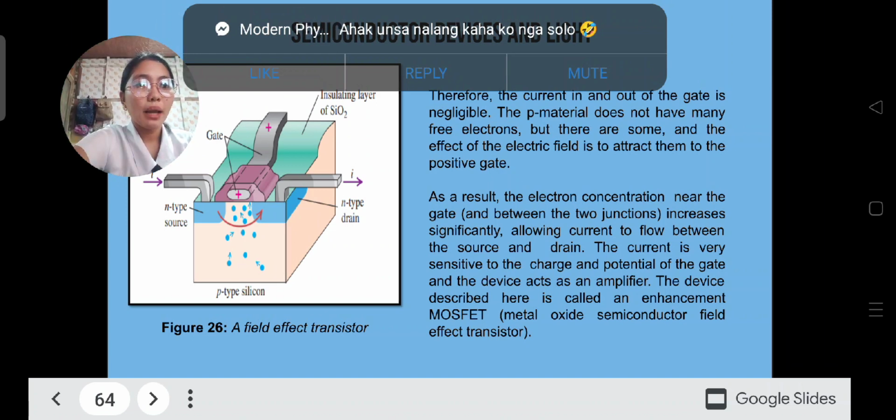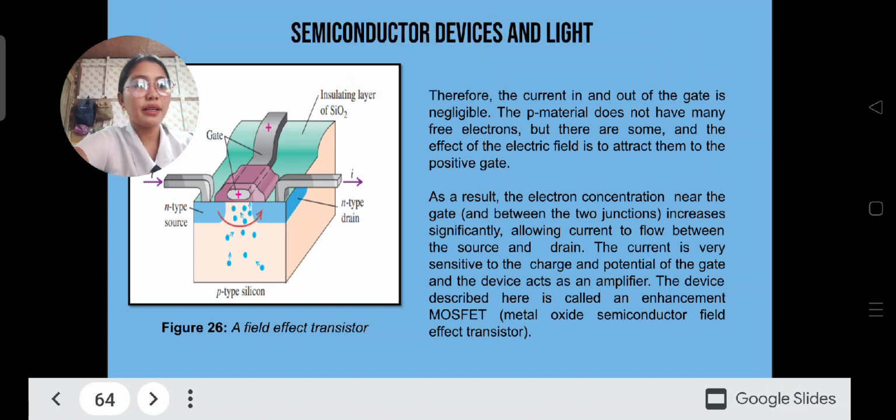So, the device described here is called the enhancement MOSFET. It means it is the metal oxide semiconductor field effect transistor.